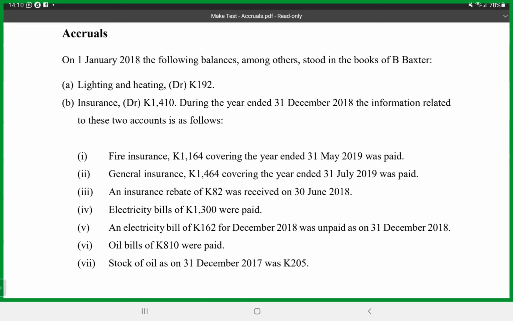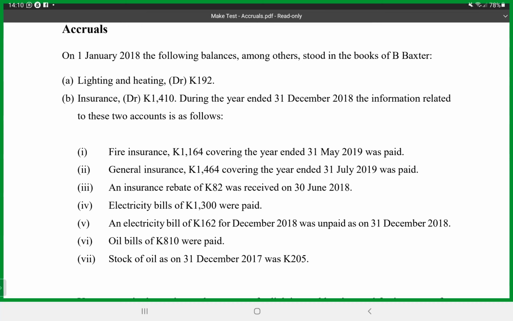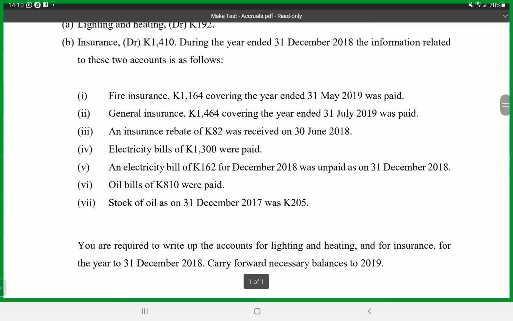Is that clear? When you observe this, first of all, I should be quick to indicate that the lighting and heating and insurance accounts are expense accounts. That's why they have the debit entry. You know that expenses have debit balances, so the closing balances thereof were debit. Now, during the year that ended on 31st December 2018, the following related to these two accounts. So there was all this information.